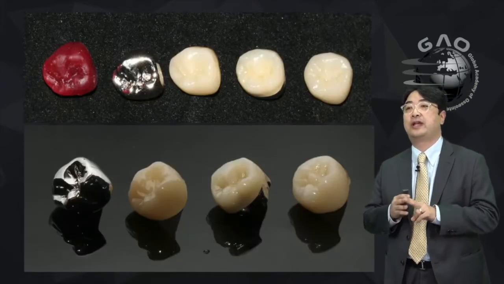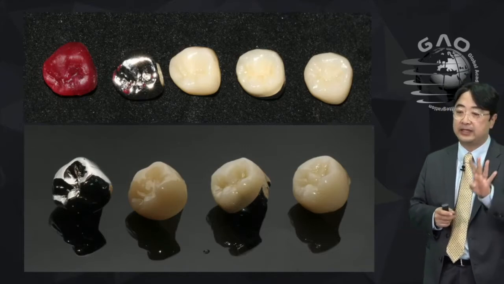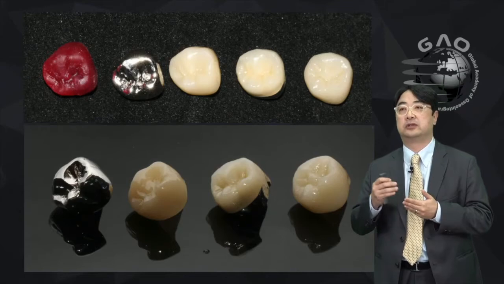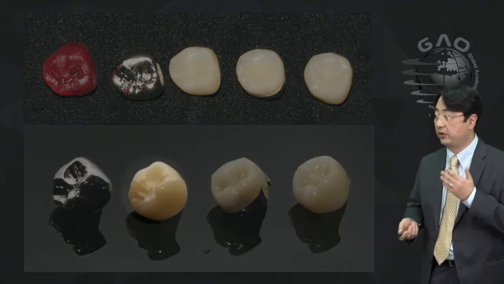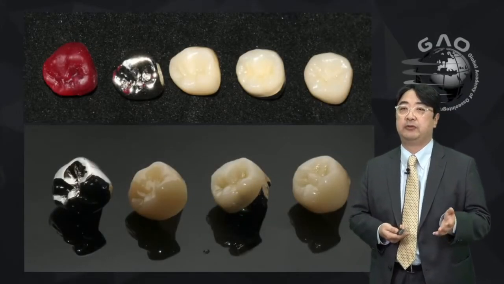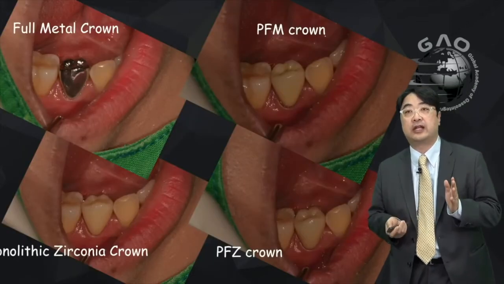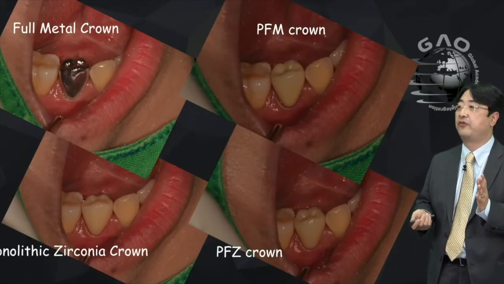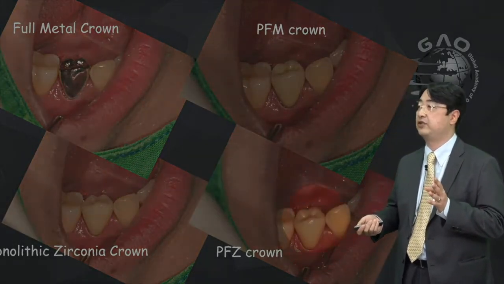So with the 2 STL, we made 4 crowns. It's possible because we have a printed model, right? So we have a metal crown and full zirconia, monolithic zirconia crown, PFM and PFZ crown with the same data, right? So as you look at it, I tried in the patient's mouth 4 different crowns. Each one looks good, and the patient chose the PFZ crown.